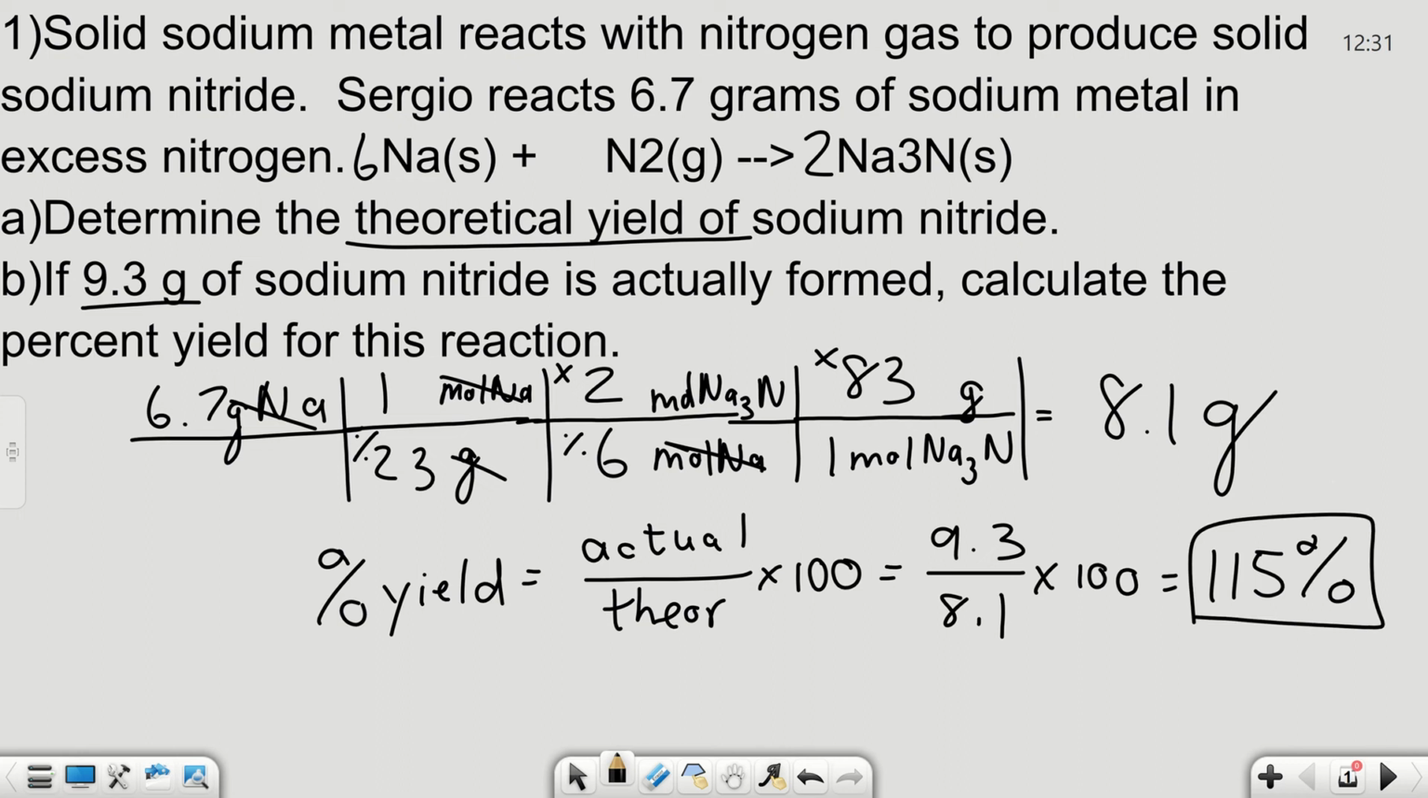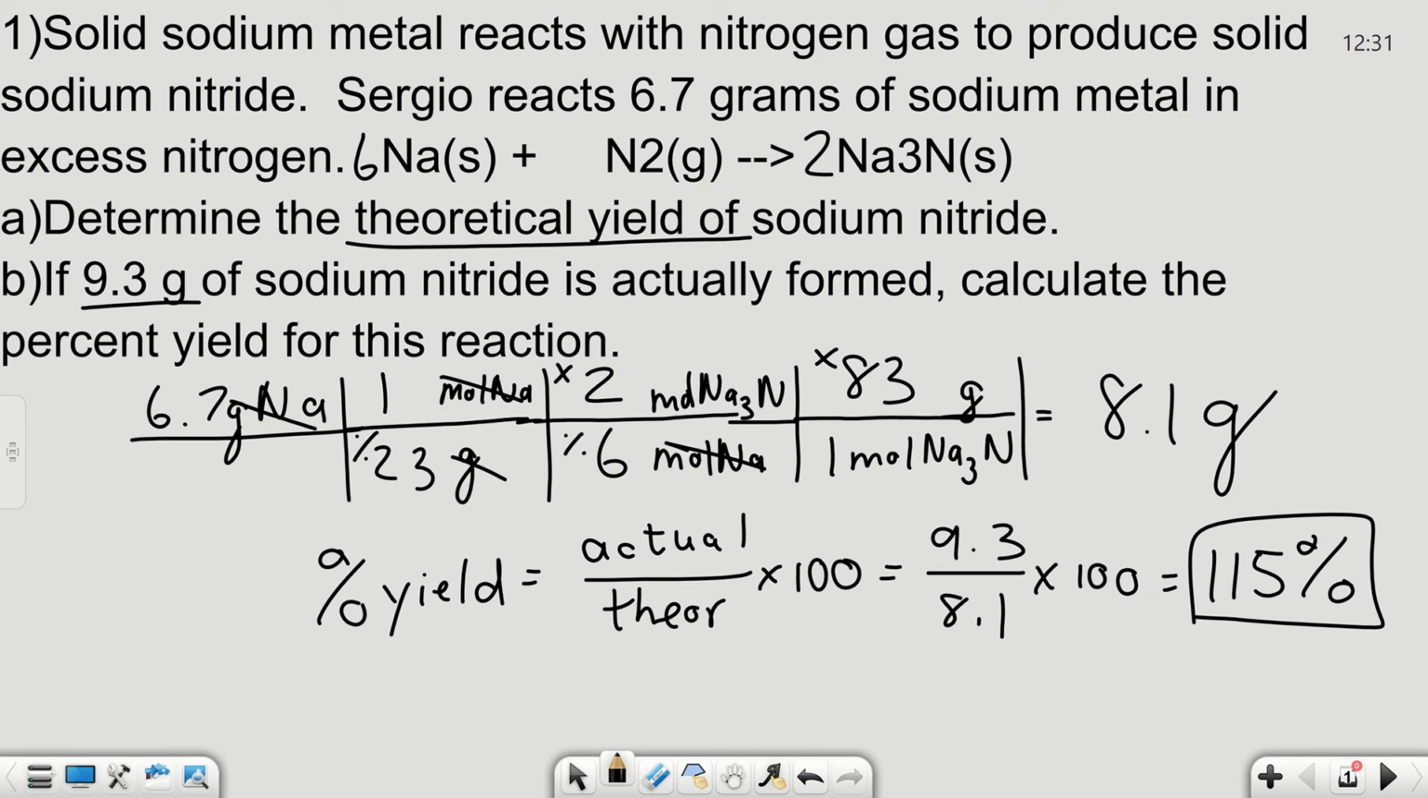I think some people are going to go, wait, they got above 100%. That can't be right. No, it is. It does happen. It's not that uncommon that you get a higher percent yield than you expect. That probably means some of the reactants are still in there. You didn't isolate your product. And so that's where we get this 115%.